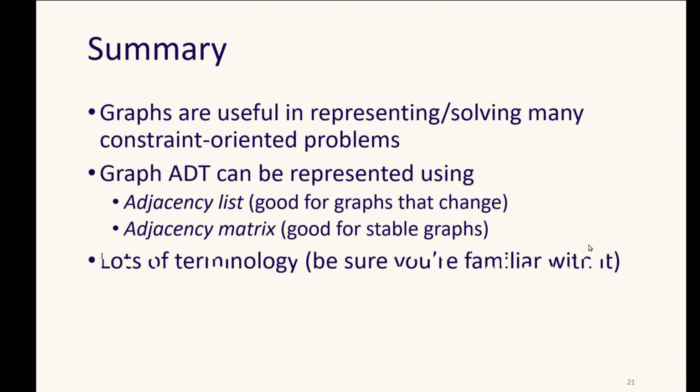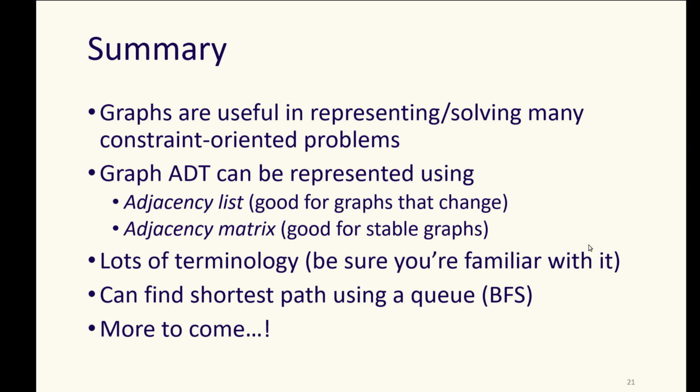So graphs are useful in representing and solving many constraint or relationship-based problems. The graph abstract data type can be represented using lists like the adjacency list, which can be good for graphs that have to change a lot, adding vertices in particular. And you can also represent with an adjacency matrix, which is very helpful when you have a graph that's relatively stable. Things are going to be there and not add too many vertices or remove too many vertices too often.